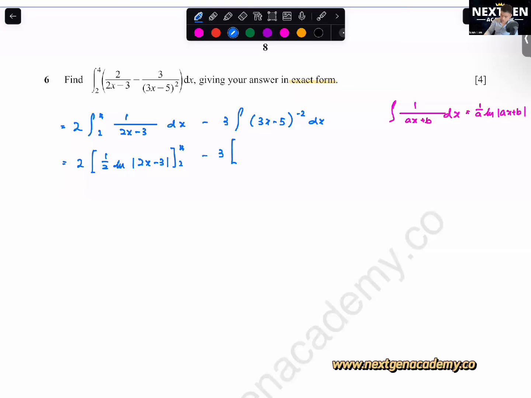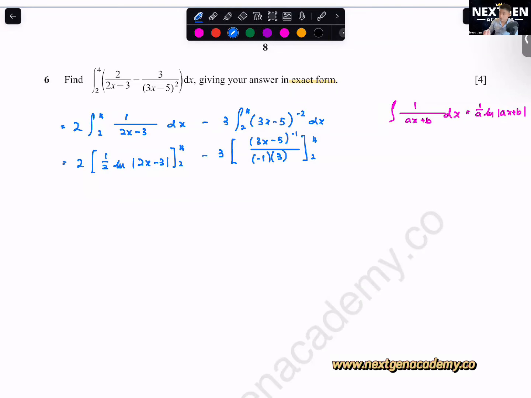Okay, 3x minus 5, this one we add the power. So this one will become power minus 1. And then this part here will be minus 1. Then you differentiate 3x minus 5, you get 3. And here, from 2 to 4, with the modulus sign.